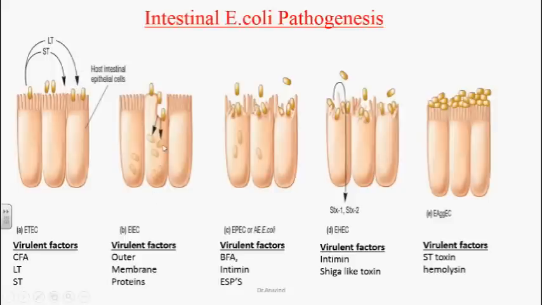Whereas in enteroinvasive E. coli, they always come and attach to the intestinal epithelium, but we don't know the exact virulent factors which can cause the infection in the GI tract. But the outer membrane proteins may play a major role in causing infection, and this enteroinvasive E. coli always enters into the cell, replicates inside the cell and destroys the cells. So always you can see an inflammatory type of diarrhea, an invasive type of diarrhea.